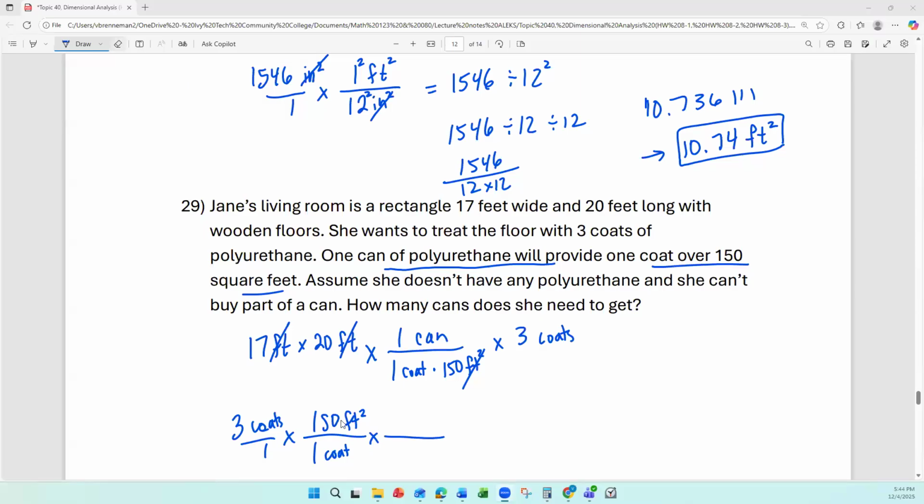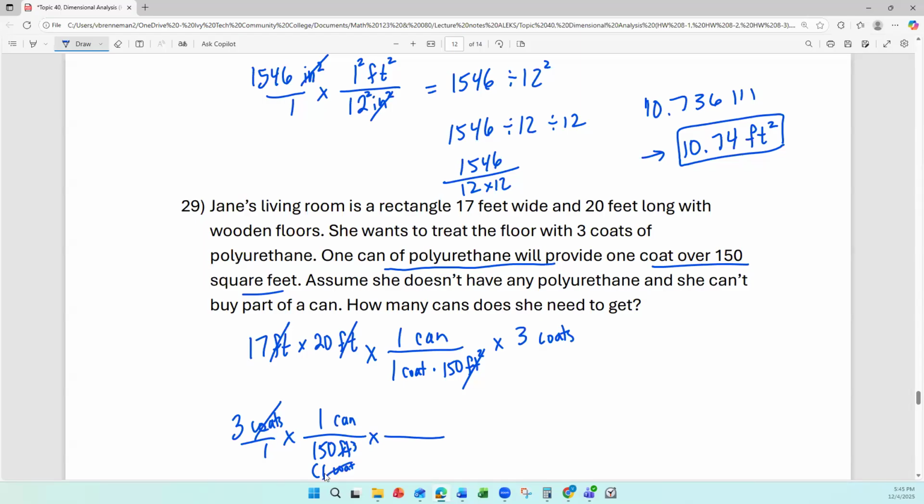Right, and now you really can't split it up that way. So it has to be the 1 coat over 150. So it's 1 coat of 150 square feet. Essentially, those are together. But what you could do then is just put it as the 150 square feet to 1 can. And just kind of note that's 1 coat, so that takes care of the coat unit.